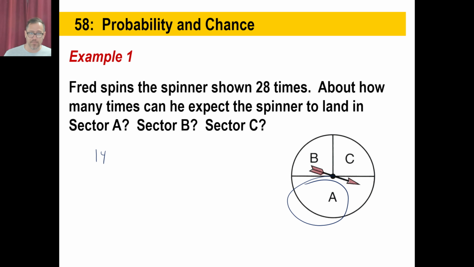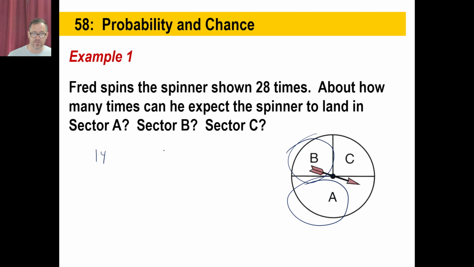How many times can he expect to land in sector B? Well, B is about a quarter. A quarter of 28 is 7. The same thing for C, right? If you were to spin this thing 28 times, I'm curious, if you have a spinner like this, to see what would happen. It would probably be somewhat close to 14, 7, and 7, but who knows? It could be something way different.